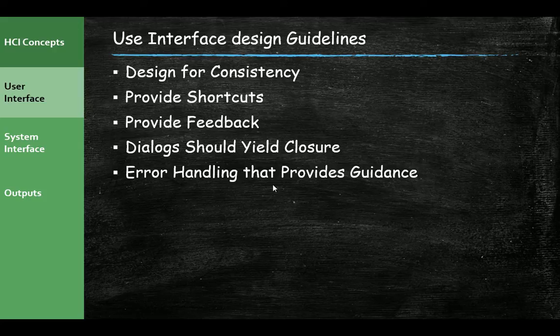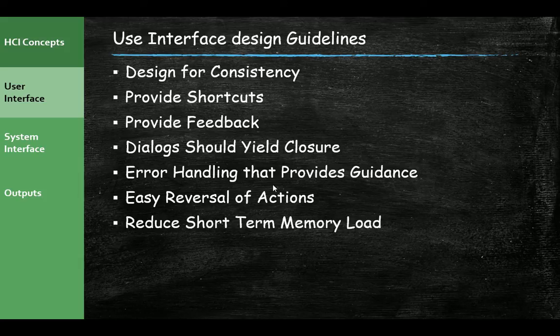Usually you want to try to avoid codes and things like that. "Error number 45" is not very useful, but you could do something in plain English that tells the user what happened. Easy reversal of action: if they did something they didn't mean to, they should be able to go back and make a change. If you prevent people from going back, that can cause some issues. And you want to reduce short-term memory load.